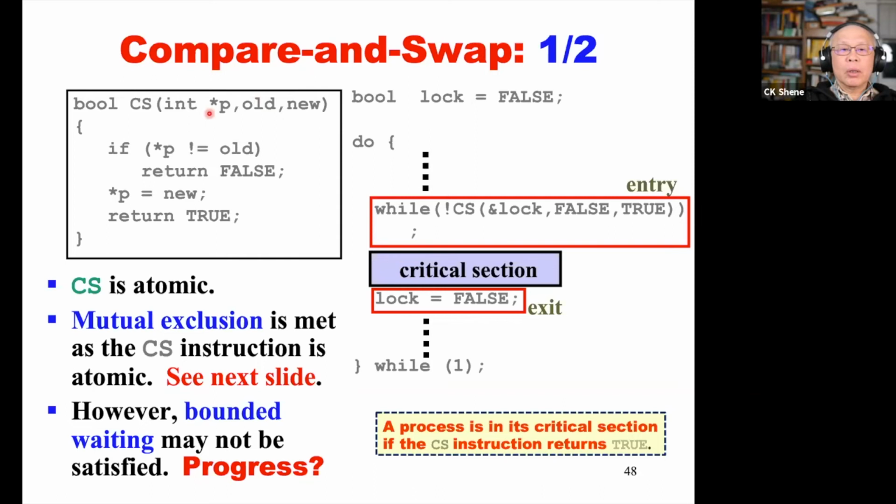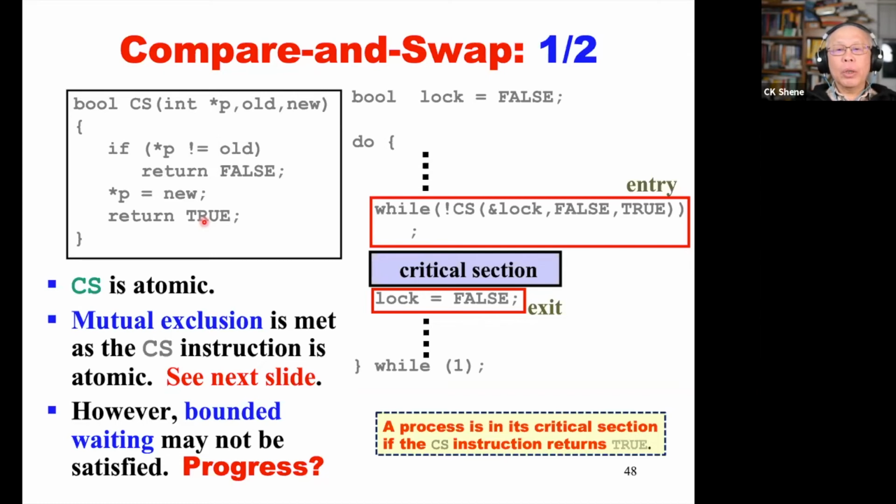So the compare and swap goes as follows. Compare the old value against the value stored in P. If they are not equal, we return false. If they are equal, we replace the value here by the new value and return true. Very similar to a test and set. So let me quickly go through it.